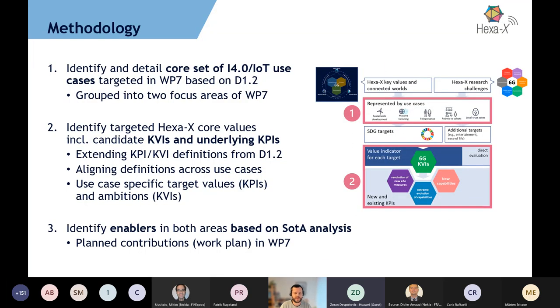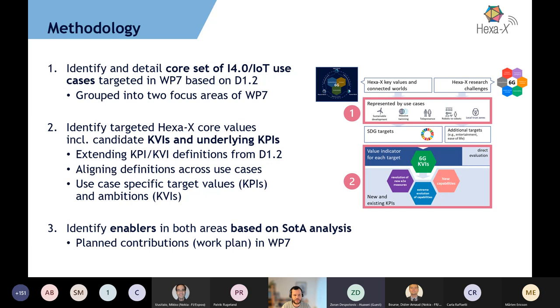A few words about how we proceeded towards this first deliverable. We started by detailing a core set of IoT and Industry 4.0 use cases that matched the target objective that we have in Work Package 7. For that, we analyzed the set of use cases that were also published in an earlier deliverable in Work Package 1, which was presented yesterday, and then grouped those into two focus areas. I'm going to talk about that in a minute.